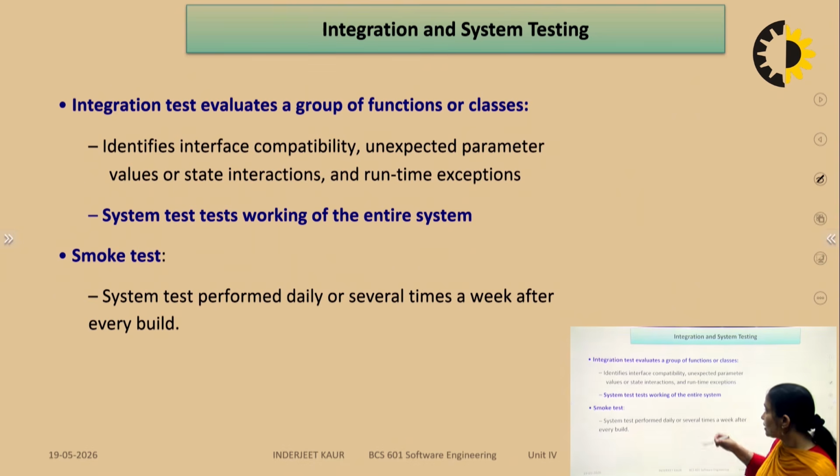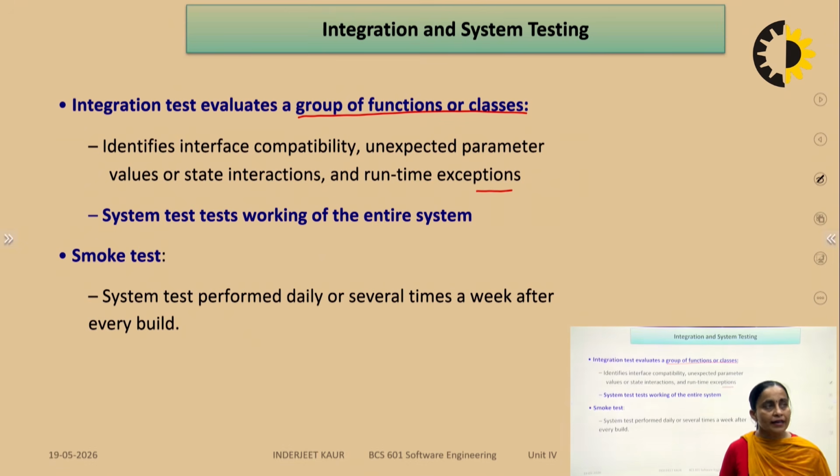Then the integration test evaluates a group of functions or classes and determines whether interface compatibility is there, whether there are any unexpected parameter values, whether the user is giving wrong interactions, whether the system is entering into a wrong state, or whether any runtime exception is coming. So the system test works for the entire system, whether it is running correctly or not.